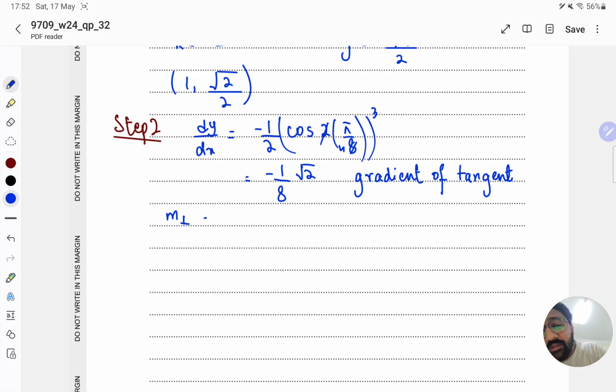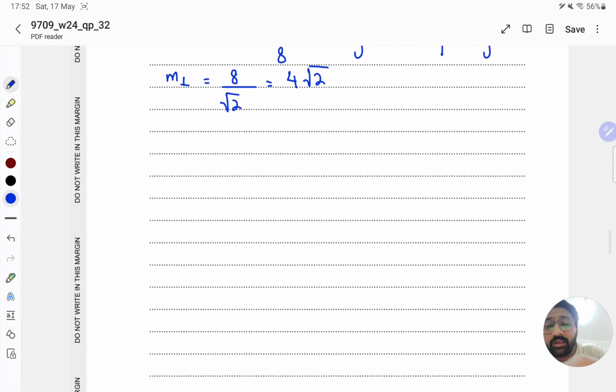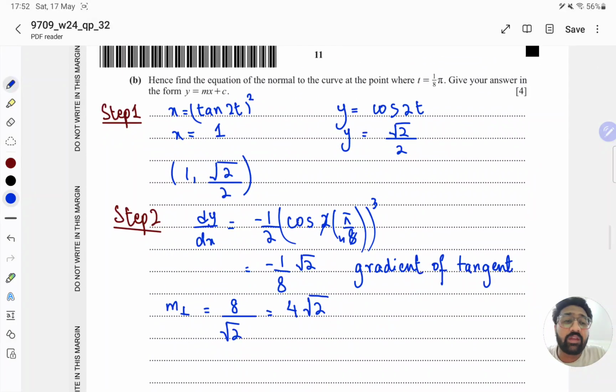So the gradient of the normal will be the negative reciprocal of this. The denominator becomes the numerator and the numerator becomes the denominator, and the sign will also change. So it will become 8 over square root of 2. If you simplify, it will be 4 square root of 2. This is going to be the gradient, but we need to give our answer in y equals mx plus c form.